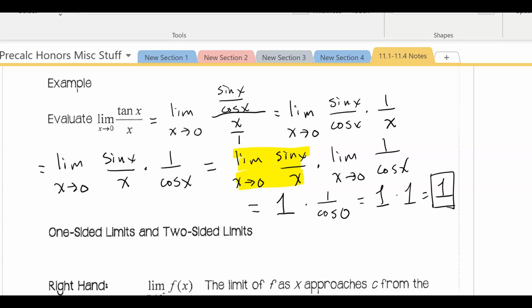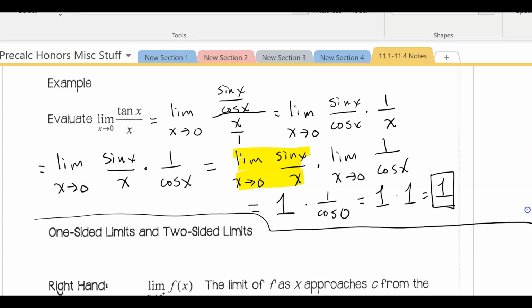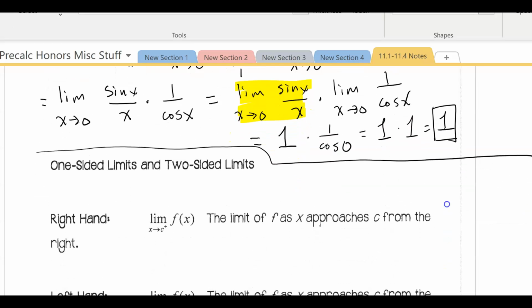This is Mr. Martin. In this video, I'm going to finish up section 11.1 for Precalc Honors and then continue on to section 11.2 where we will be calculating some more limits. So before we go on to section 11.2, let's talk about one-sided limits and two-sided limits.